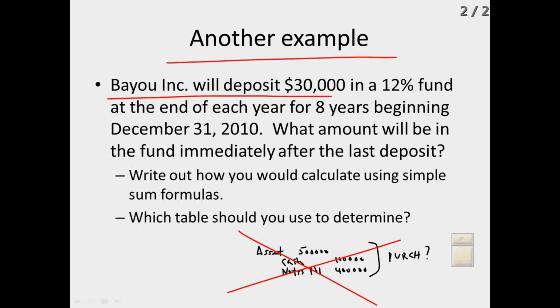Let's say the company is putting $30,000 every year in a fund for 8 years. Okay, so this is what they're doing. Every year they're putting $30,000 in. And the fund earns 12% interest per year.